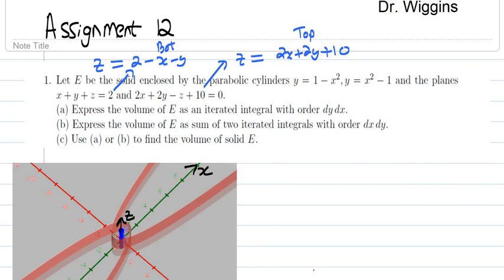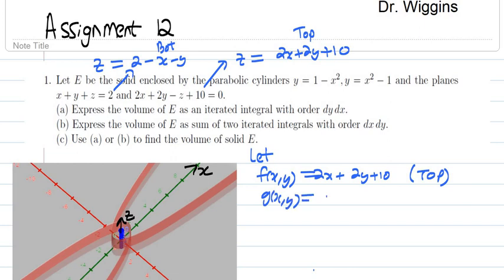So let's quickly write that down. Let f equal the top, which is 2x plus 2y plus 10. Let's just say this is the top in brackets. And let g equal 2 minus x minus y. This is the bottom surface.